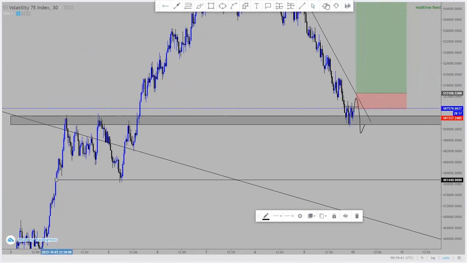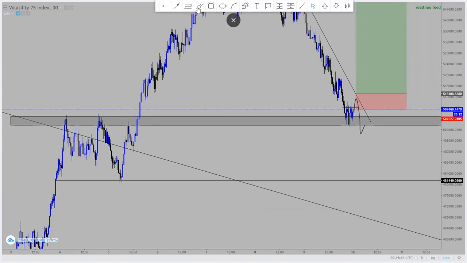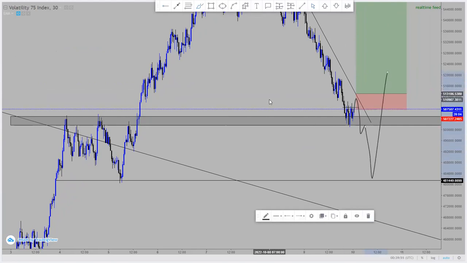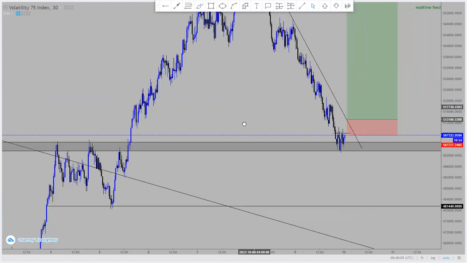we'll look forward to other levels here. For example, this area can also be an area of significance that the market can come and respect, then go up. Something like this can also happen. But so far we are ready for all the possible scenarios. We're already prepared for them. Whichever happens, we're already prepared.